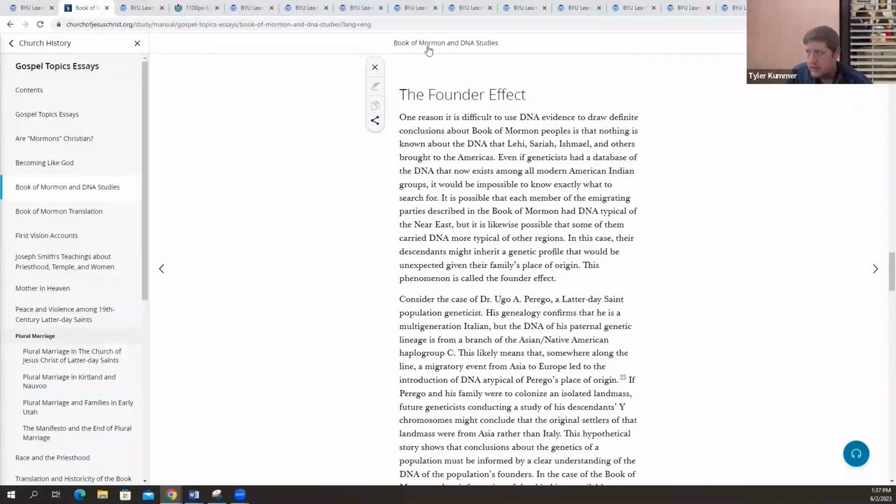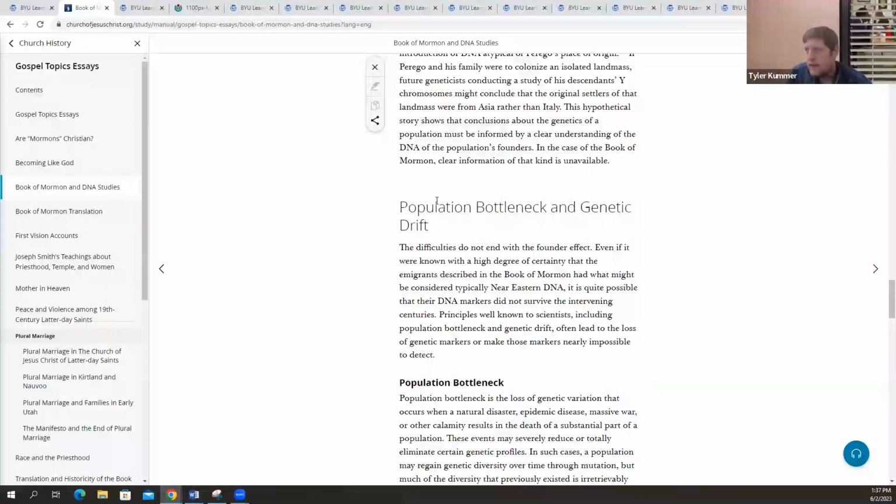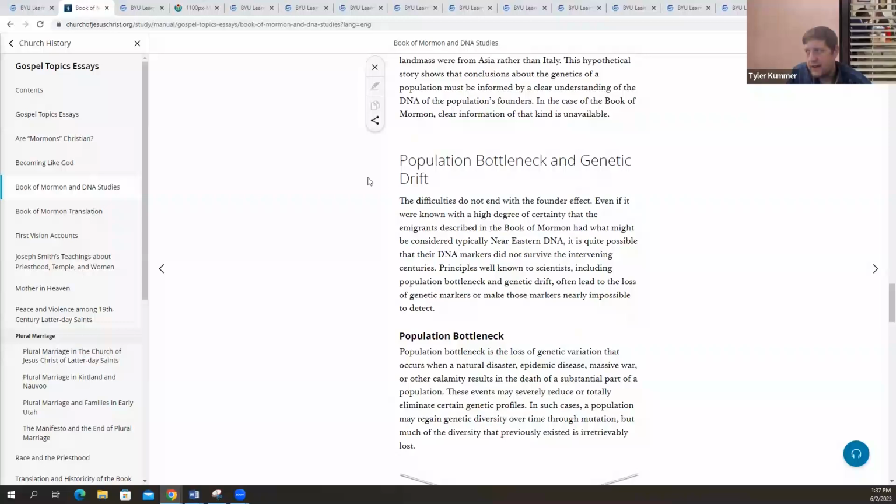And I want you to notice right here, the founder effect and population bottleneck. And look at that right there, genetic drift. They actually are using their understanding of evolution to help us understand why there may not be significant DNA evidence that supports the Book of Mormon account.